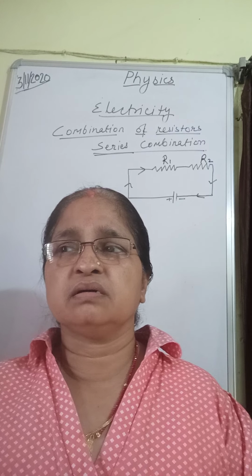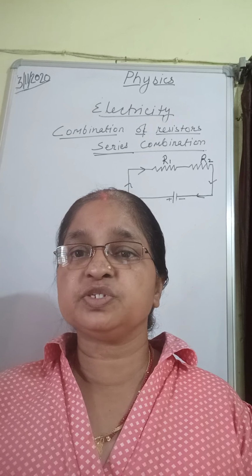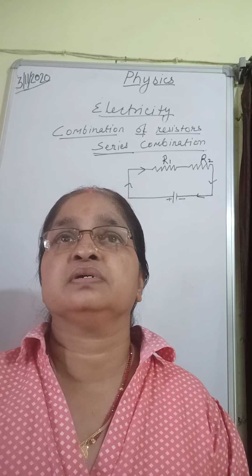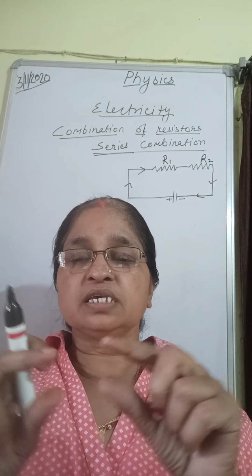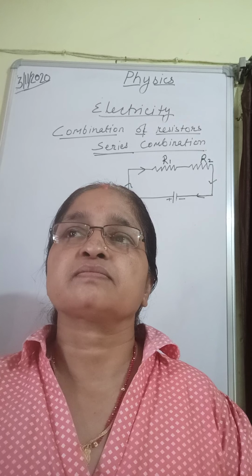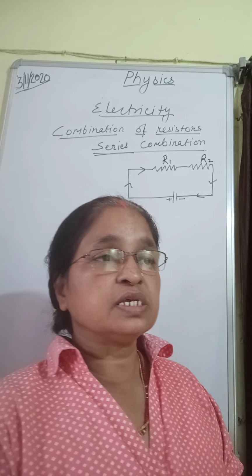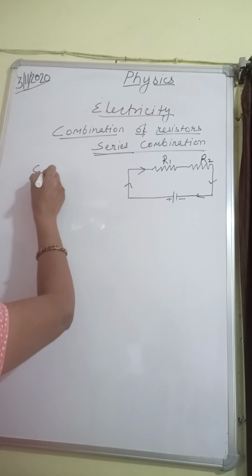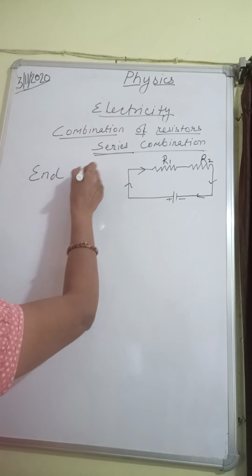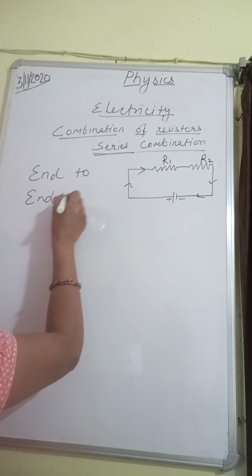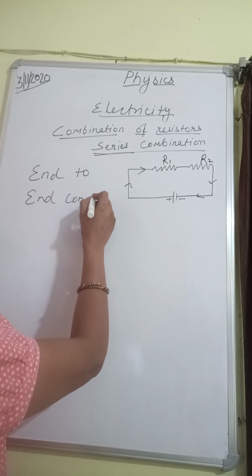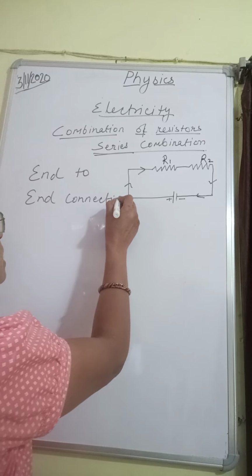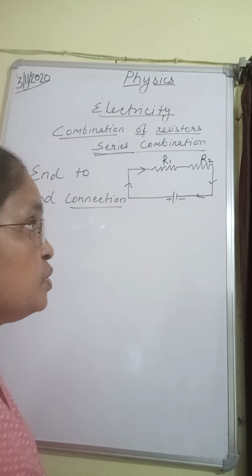Students, how should we understand which one is a series combination? Series, it is in series. Series combination is also known as end-to-end combination, end-to-end connection. Then what do we mean by end-to-end?